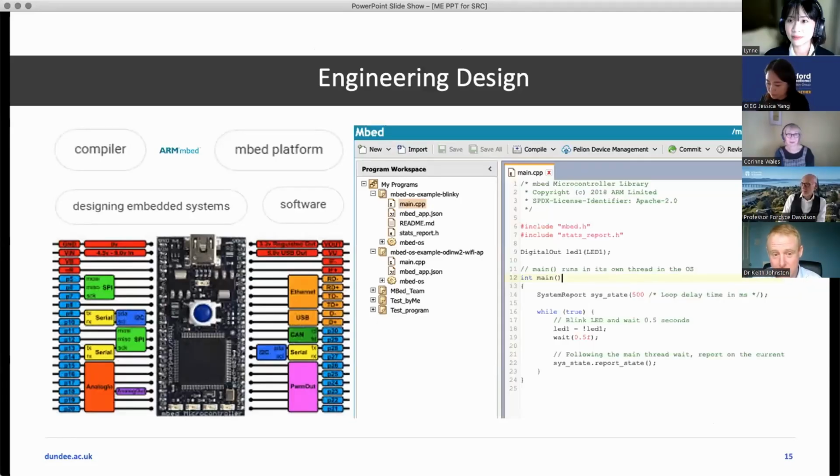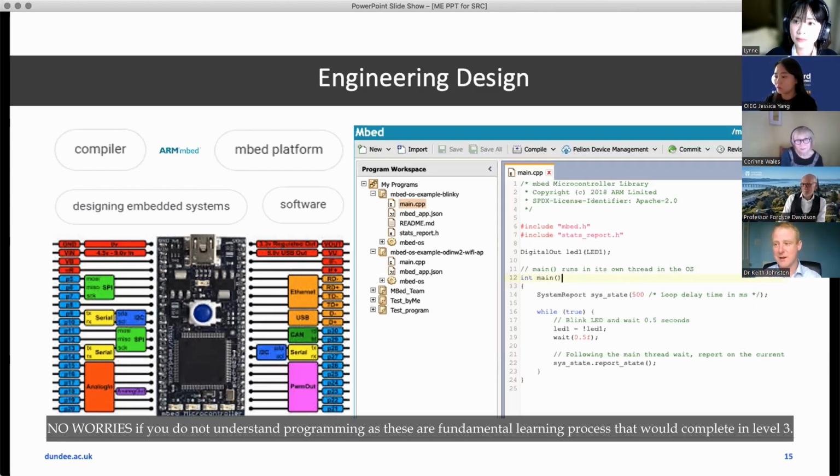So just to touch on some of the software that we do have within the program. We are quite keen on the software and combining that with the practical elements. So in engineering design, we get in 3rd year a little bit more advanced prototyping. This is to do with embedded systems and microcontrollers. And you can see an example here of a C language program. So don't worry if you do not understand programming. This is a fundamental learning process between ICT and level 3, where the students will gain all of the core knowledge to be able to complete the programming in level 3.